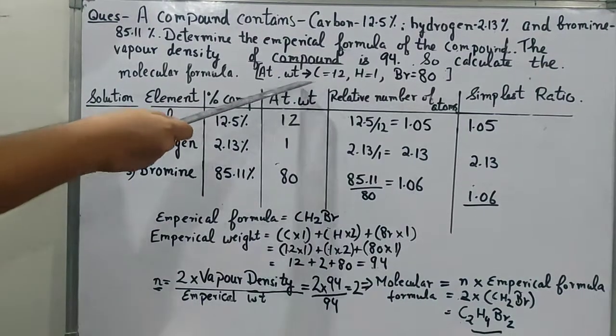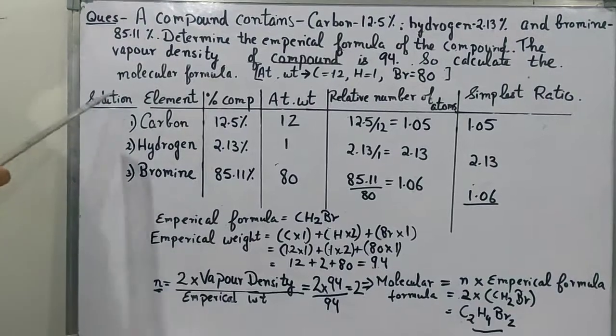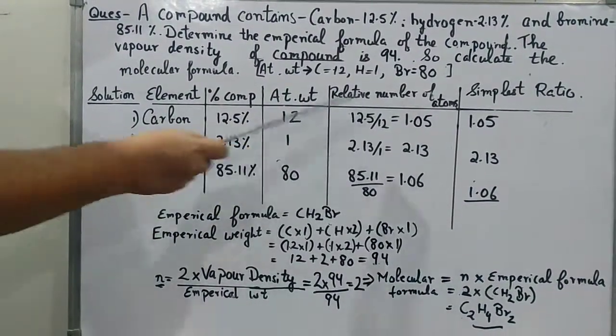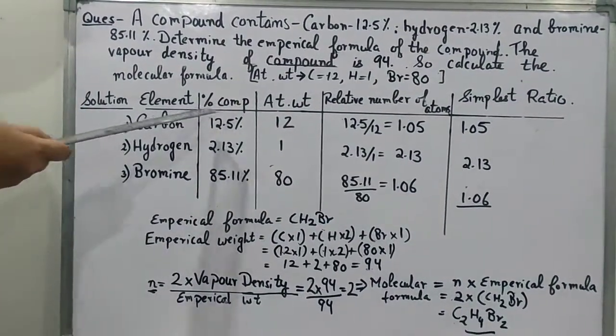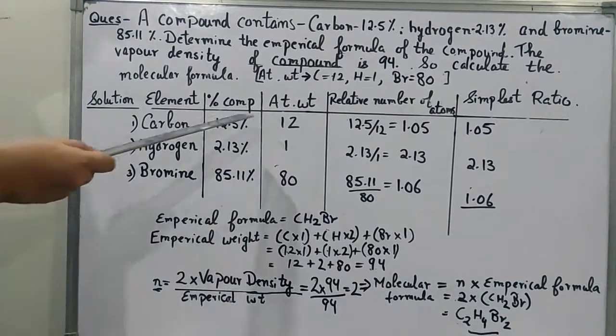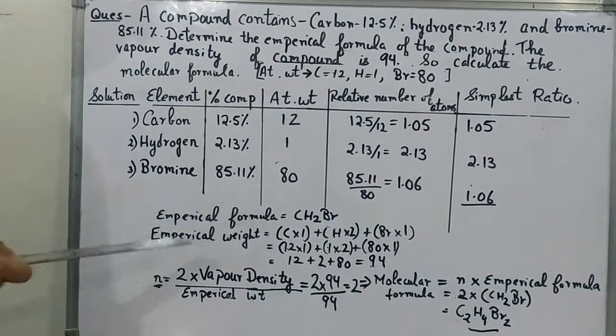Here also children, they have given you the atomic weights of the elements. Now again you prepare this chart where you have 5 columns. In the first column write down element and write down the name of all the elements. In the second column write down the percentage of each of these elements in front of it. And in the third column write down the atomic weights which are provided to you in the question.